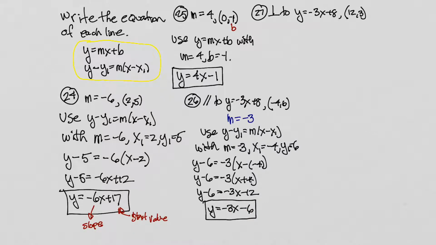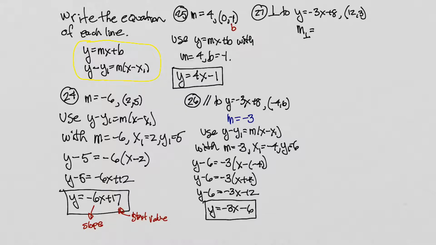In 27, we're looking for the line that is perpendicular to this line. Back in 26, we wanted parallel. Now we want perpendicular. And we do know something about perpendicular lines: they have negative reciprocal slopes. So the slope of the perpendicular is, just look at the slope that we have, change the sign, and take its reciprocal. Just flip it over.